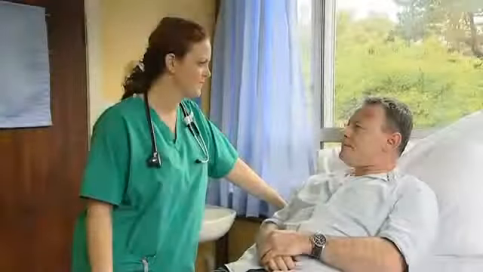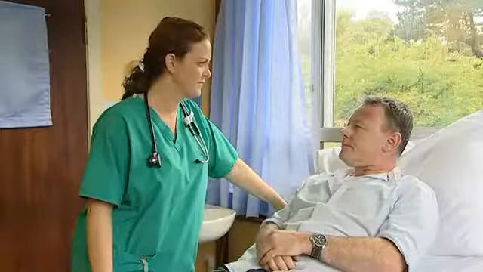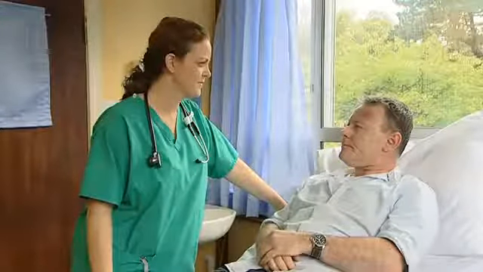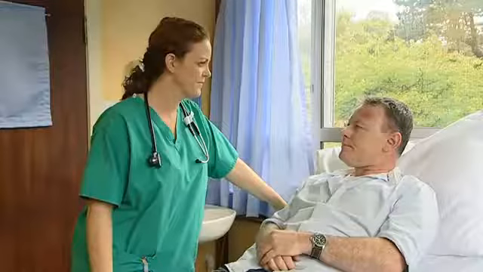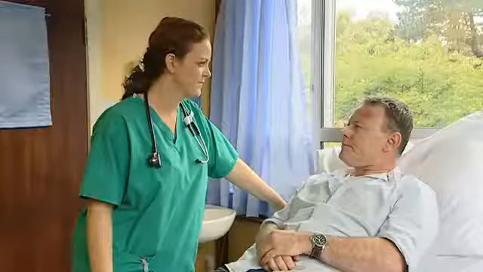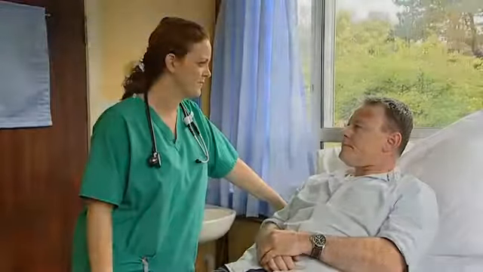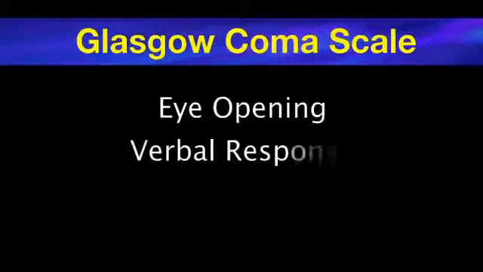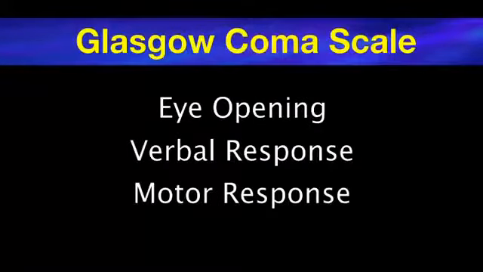Now that you have seen the different techniques that are used to elicit a response from the individual, we shall take the different components of the scale in turn, showing how these are scored. There are 3 components to be assessed: eye-opening, verbal response, and motor response.